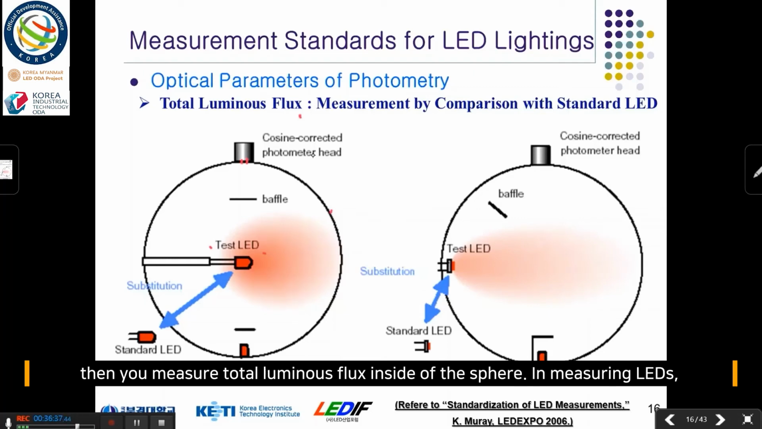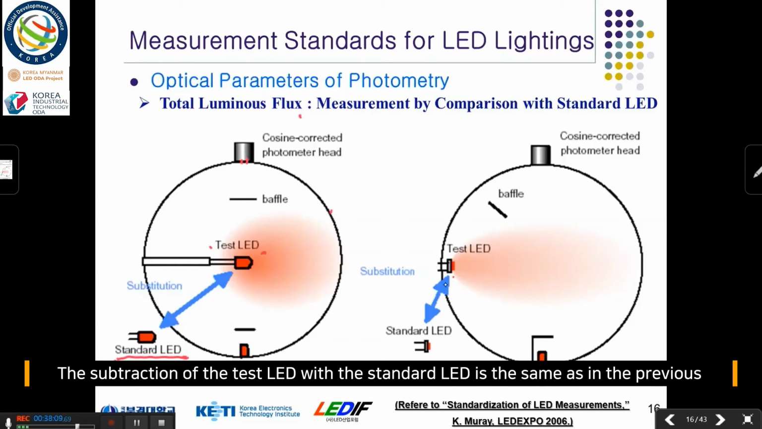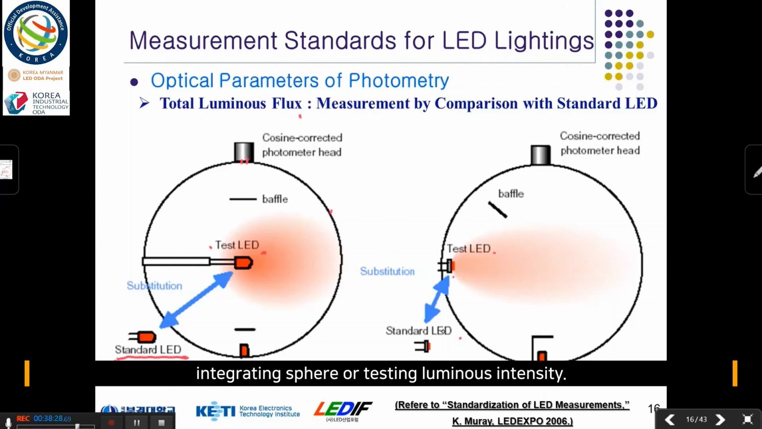In measuring LEDs, you use a test LED and a standard LED. So you should compare the two light sources. In the case of a one-sided LED, such as an SMD type LED package, then you can put the test LED and standard LED at the side of the integrating sphere. The subtraction of the test LED with the standard LED is the same as in the previous integrating sphere for testing luminous intensity.